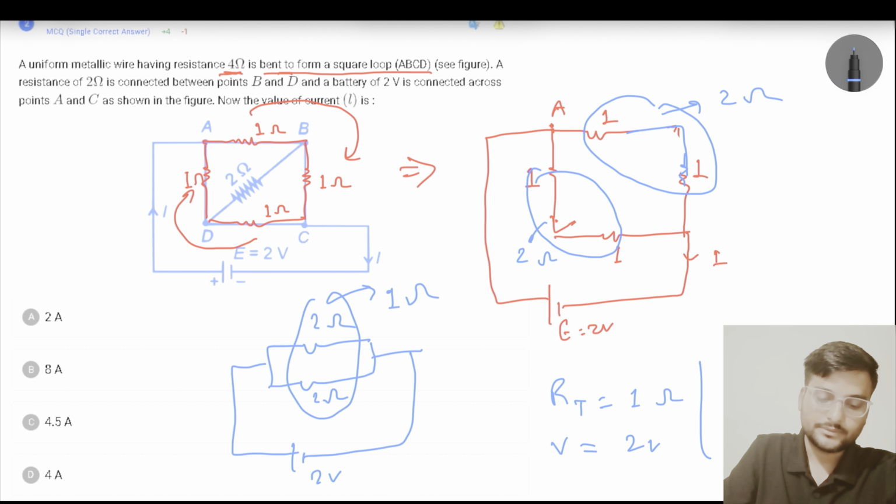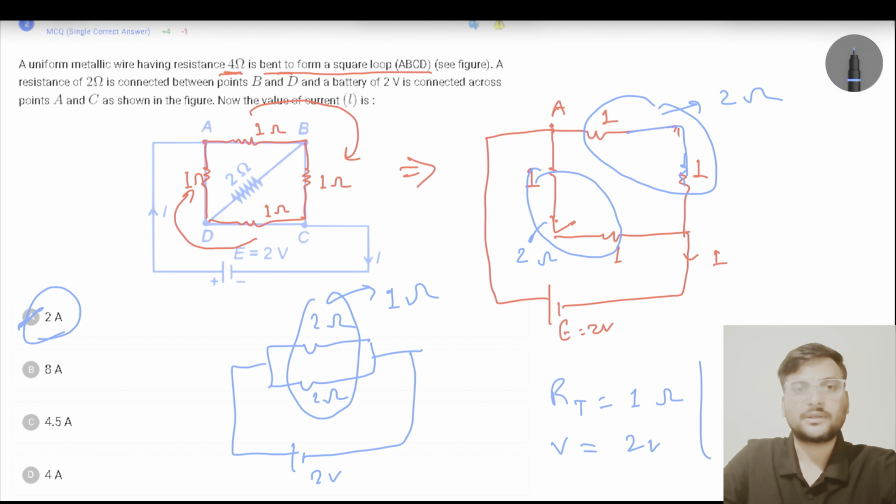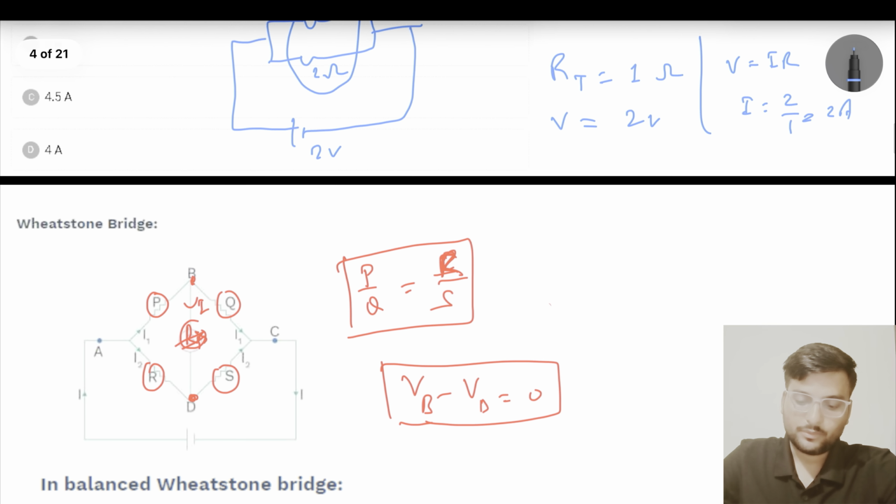So the current in this will be 2 ampere. That is option number 1, the correct one according to the given condition in this question, right? So this is also a very simple question. Whenever five resistances are given to you, always check whether it is a Wheatstone bridge or not. Okay, this is a very important concept. Now we are going towards the next question.